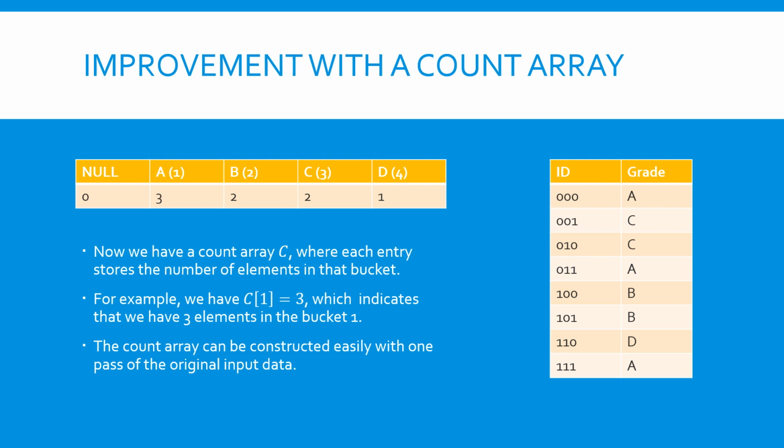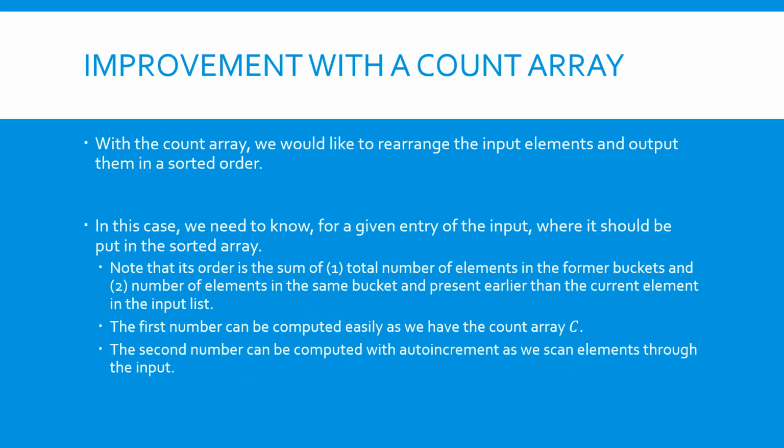For example, here we have C1 storing 3, meaning that we have 3 students who receive A and belong to the bucket. Note that we will also leave out the first entry and assign 0 to it. We can construct the count array by examining each input element and increasing the count for the corresponding bucket. With the count array, we will then rearrange the input elements.